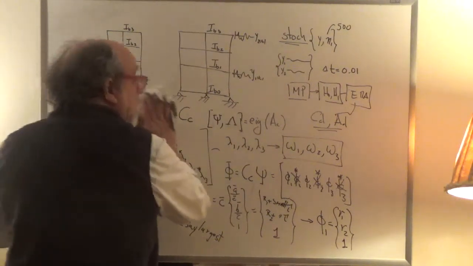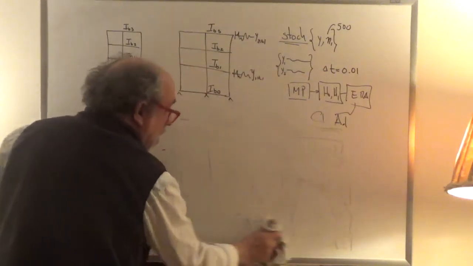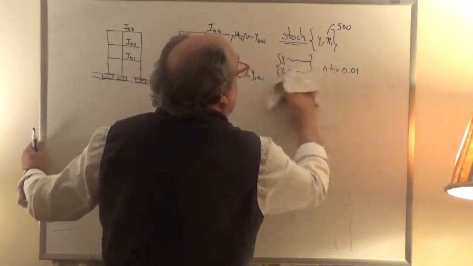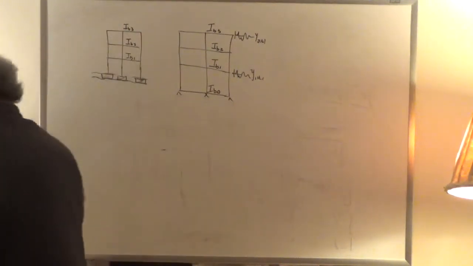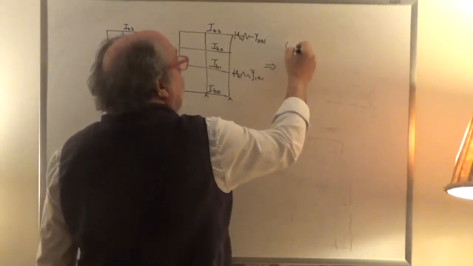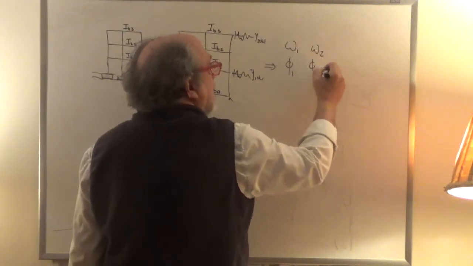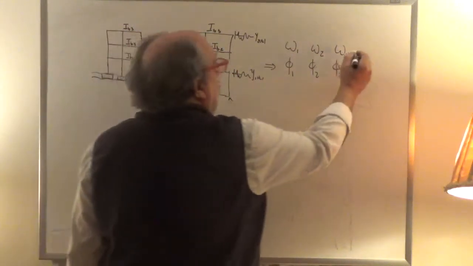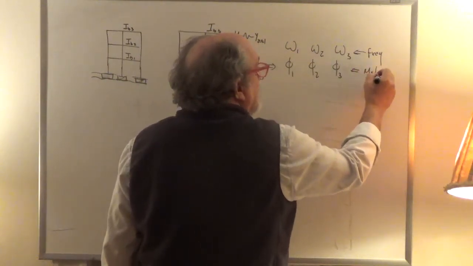What do we have at the present time now? So I will erase here. After doing all this stuff, what do we have? We have omega 1 and an associated phi 1, omega 2 and an associated phi 2, and omega 3 and an associated phi 3. So we have frequencies and we have mode shapes.